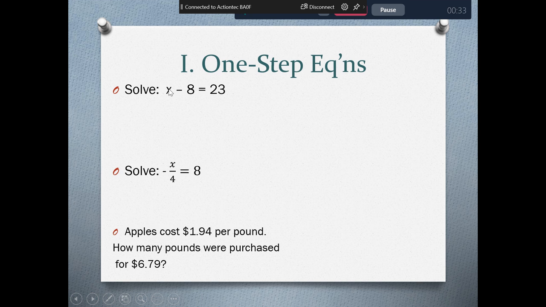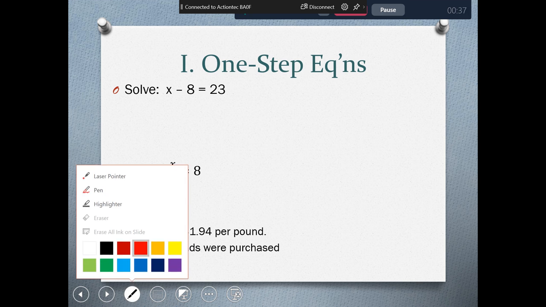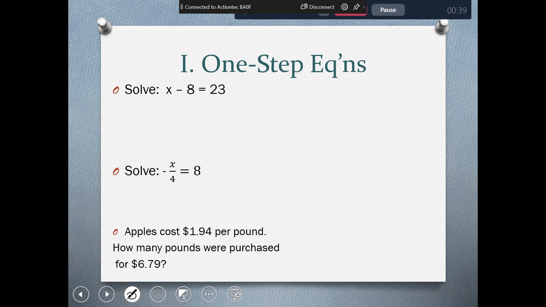What is my first step? Yes, add 8. So I'm going to add 8 to both sides. So if I was going to write Roman numeral 1 and write this problem, and then I'm going to add 8 to both sides. So I have x equals 31.